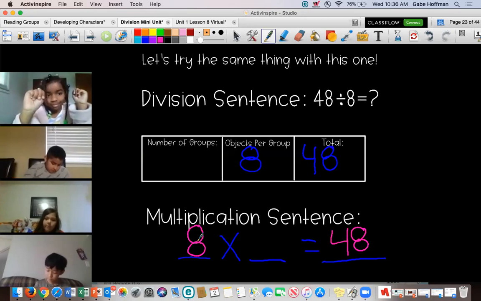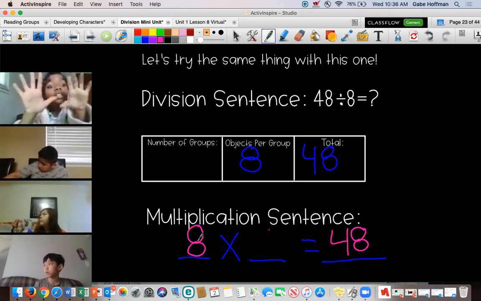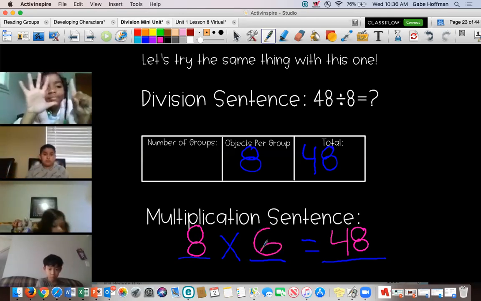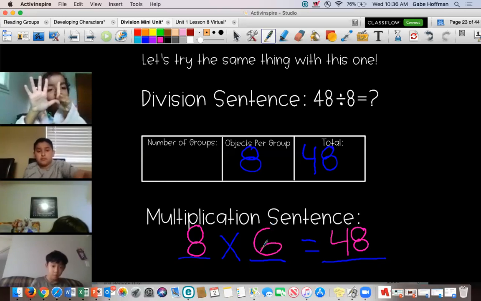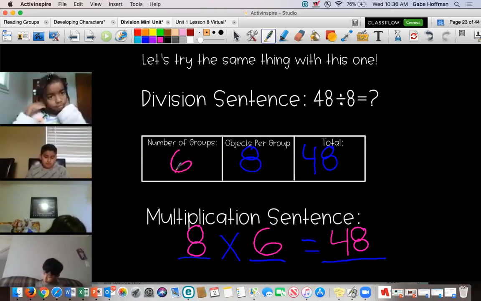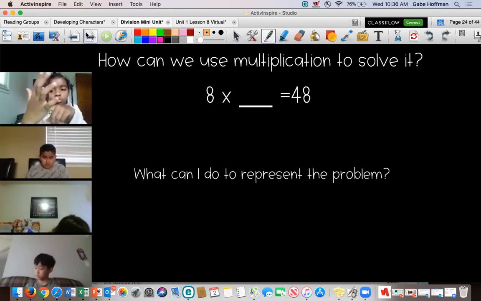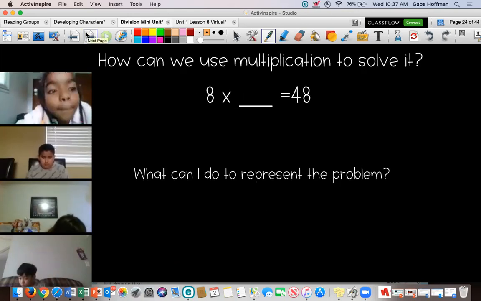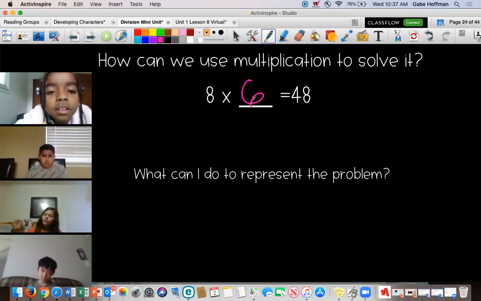Someone help him. Just unmute and tell me. 6. Okay, so 8 times 6 equals 48. So like I said before, this can be really helpful if you're really good at your multiplication facts, okay? I think I got that wrong. Okay, so what can I do to represent this problem?